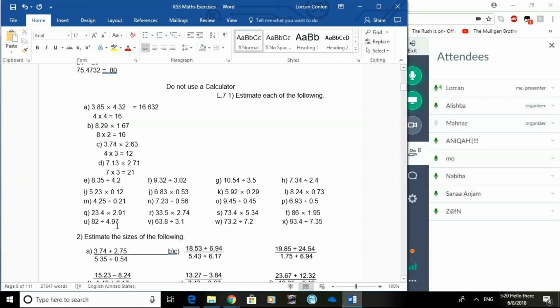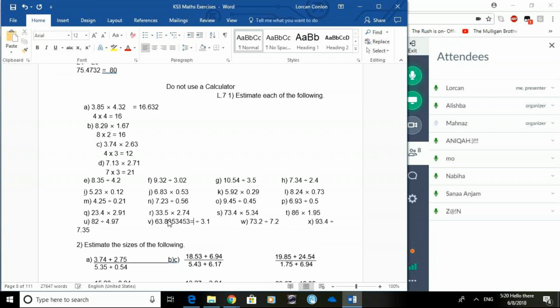And also, on the other questions with the decimals and the big numbers, like for V, it says 63.8. Would it just be 60? Yeah, decimals aren't important there, okay? You can put as many of them in as you want, because for one significant figure, we just ignore them all, basically. Okay? Good man.